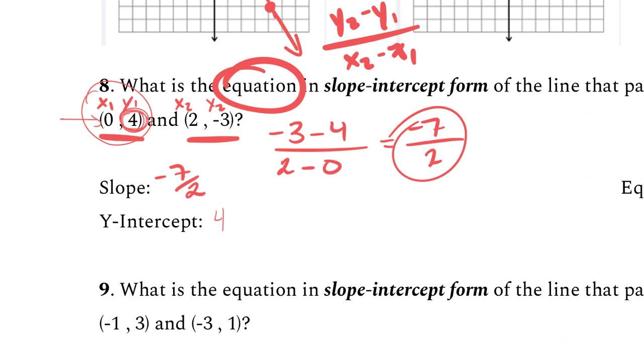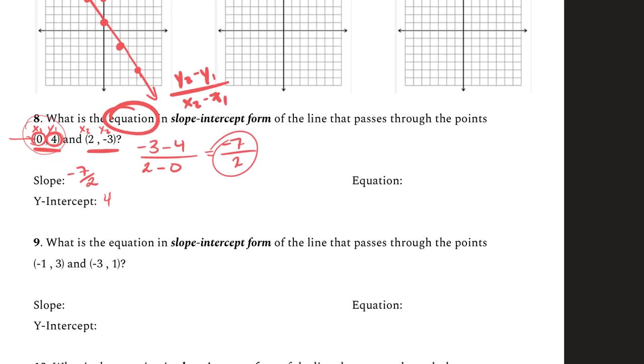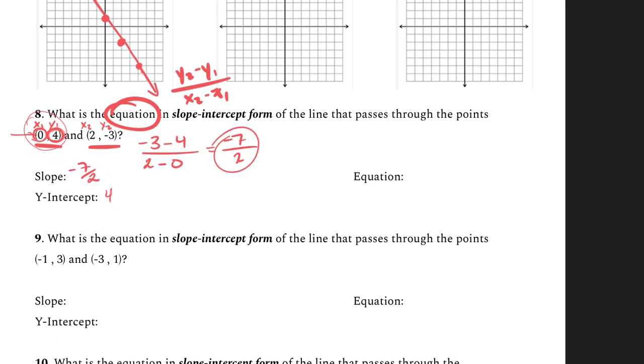And so let me re-explain that real quick. Our y-intercept is 4 because our x is 0 here. Anytime your x is 0, the y value is going to be your y-intercept. Okay. So now can we write the equation? Yeah, I mean, we have slope and y-intercept. Those are the only two things we need. So the equation is going to be y equals -7 over 2 x plus 4. Can we put plus 4? Because it's a positive 4 for our y-intercept.